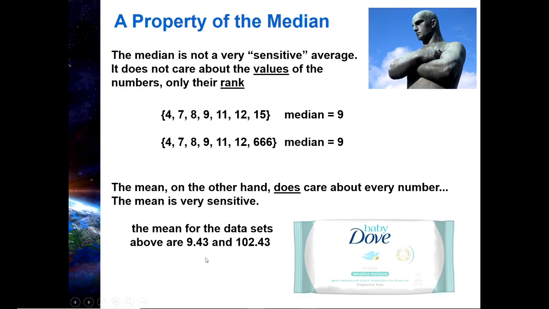Now, you might think that that's a good thing. Well, sometimes it is a good thing. Being sensitive, sometimes it's a good thing. Sometimes it's a bad thing. So the fact that the median is insensitive, because it doesn't care about all the numbers and only cares about the middle one, is sometimes good and sometimes bad. So sensitivity can go both ways. Okay? You get the analogy here, the baby dove, very sensitive, right? I always try and put some graphics or photos or clip art that kind of illustrate the concept.